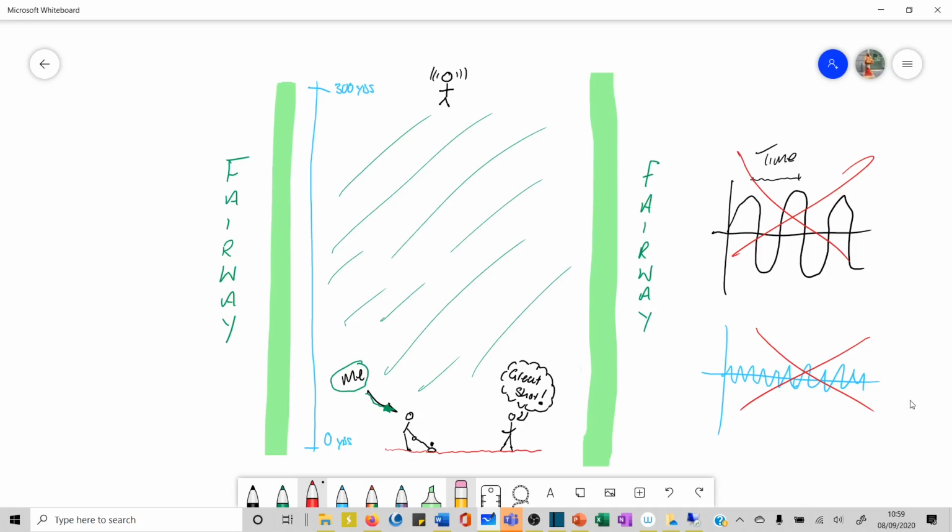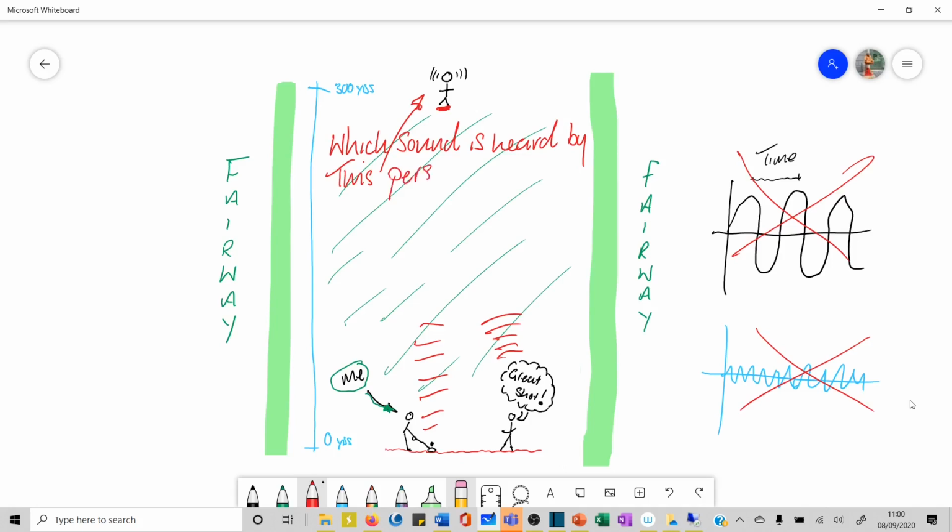I want you to base this question on the following: when this person, my great fan, shouts great shot at the exact moment that I hit that ball, at the exact same spot here, 0 yards, when that sound wave travels towards the person up here, the question is, which sound is heard by this person first?